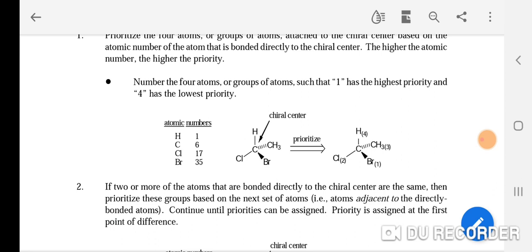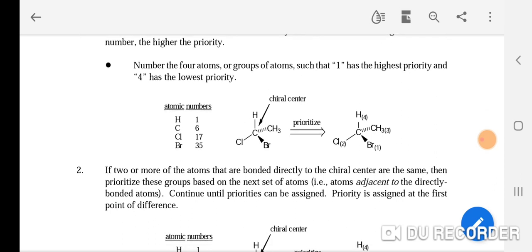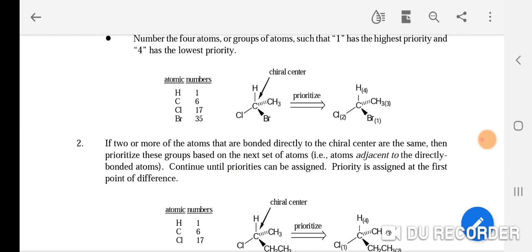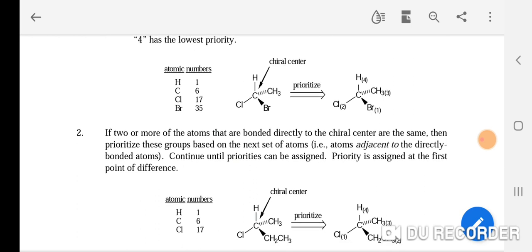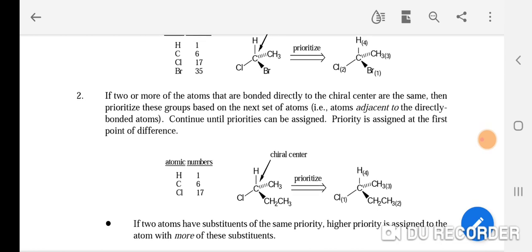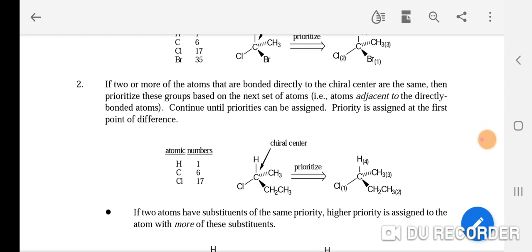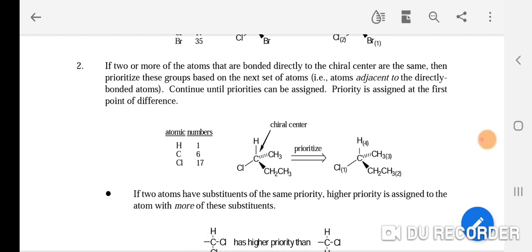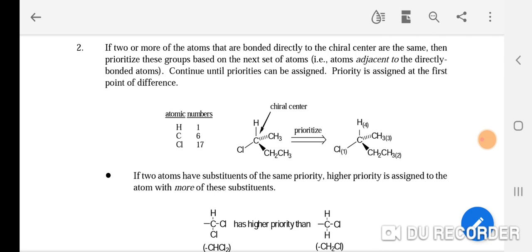The second rule is if two or more of the atoms that are bonded directly to the chiral center are the same, then prioritize these groups based on the next set of atoms. Continue until the priority can be assigned. Priority is assigned at the first point of difference. Consider the given example in which the atomic numbers for the respective atoms are: hydrogen 1, carbon 6, chlorine 17. Chlorine has the highest atomic number, therefore the first priority goes to chlorine.